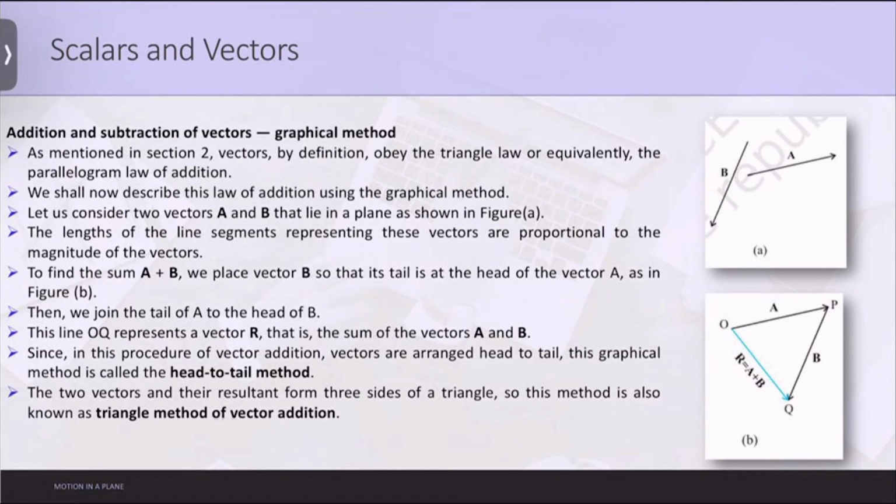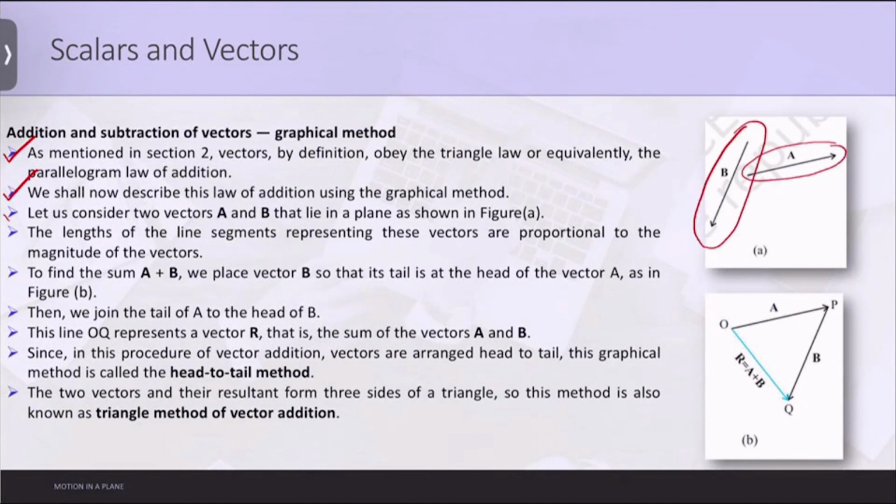As mentioned in section 2, vectors by definition obey the triangle law or equivalently the parallelogram law of addition. There, vector was defined as a quantity which has a magnitude and a direction and which obeys the triangle law of addition, or equivalently the parallelogram law of addition. Let us now understand this law of addition by the graphical method. We shall now describe this law of addition using the graphical method. Let us consider two vectors A and B that lie in a plane as shown in the figure. So let us take that A is in this way and B is in this way.